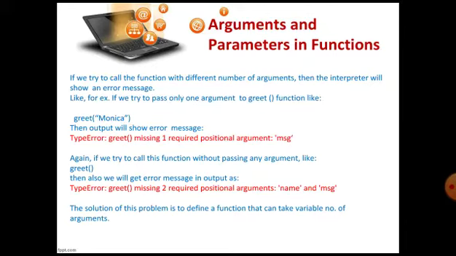For example, in the first case, if you try to pass only 1 argument to greet, like only one string which is Monica, then Monica will not be assigned to the first variable, name. Because we are passing fewer arguments than required, it will show an error message: missing 1 required positional argument. Again, if you try to call this function without passing any argument, it will show an error that it is missing 2 required positional arguments, which are name and msg. Positional arguments means those which have a specific position.